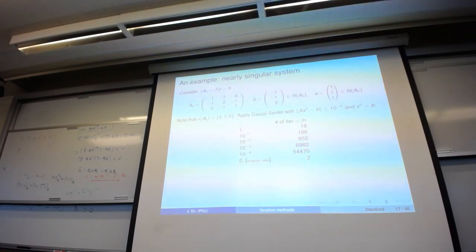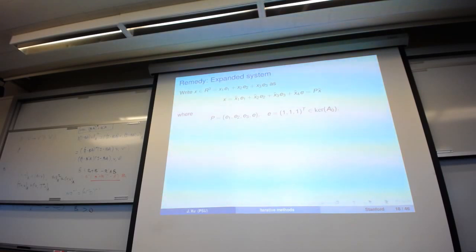But the question now is that this is not good. This is bad, so we're going to fix it, because in these two weeks I'm going to tell you how to fix a problem like this. This is the first try. The way to fix it, a generic approach, is to use what I call an expanded system. So this is E1, E2, E3, the basis functions, right? Which are 1, 0, 0 and 0, 1, 0. And this is another E I write: the constant vector.